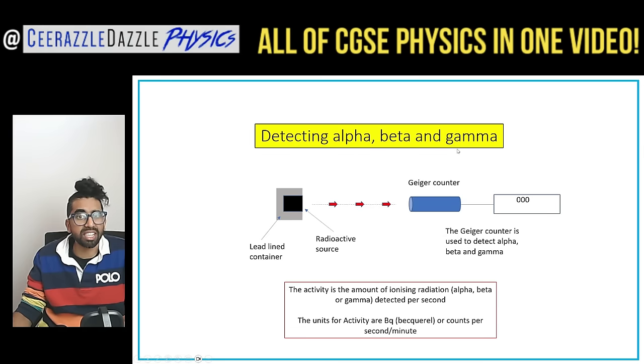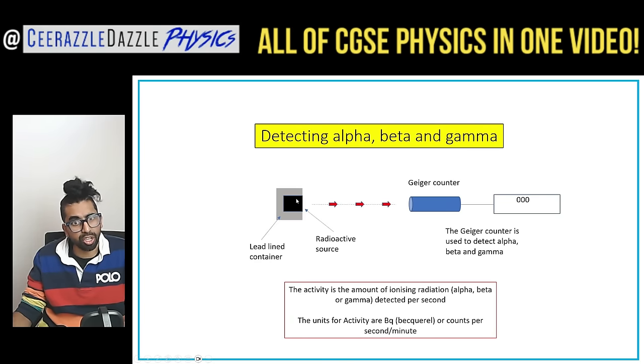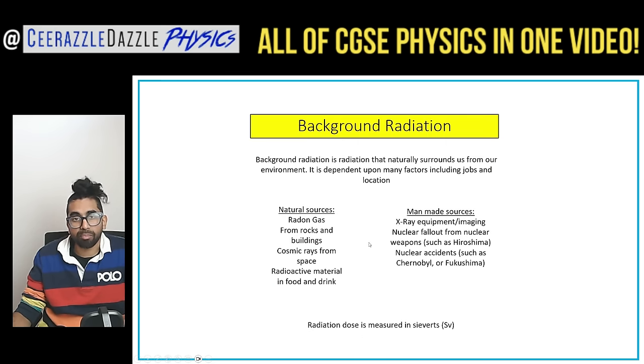Right, so how would you detect alpha, beta, and gamma? So let's say a decay process occurred. First of all, you can use the Geiger counter. You can put your radioactive source over here in a lead-lined container. The reason why we'll come across in a minute. And what happens is the alpha particles travel outwards and the Geiger counter will click every time an alpha source is detected, or beta source or gamma source over here. The activity is basically the amount of radioactive particles detected per second. There we go, the amount of ionizing radiation detected per second. The units of activity are called the becquerel, capital B lowercase q, or counts per second or counts per minute.